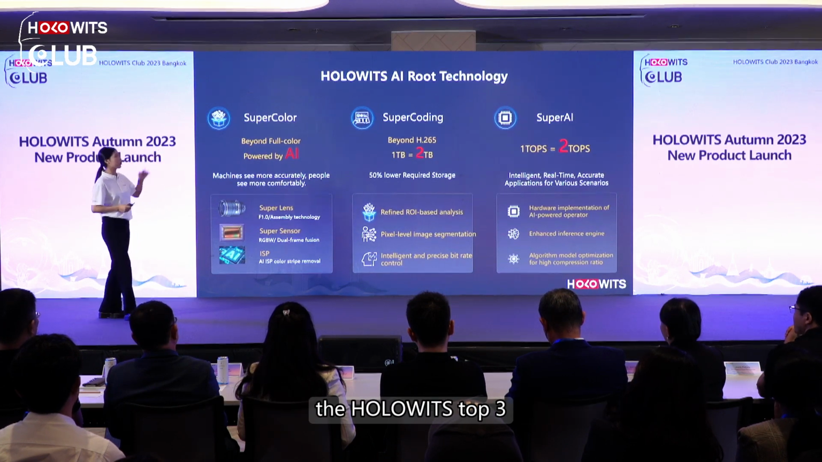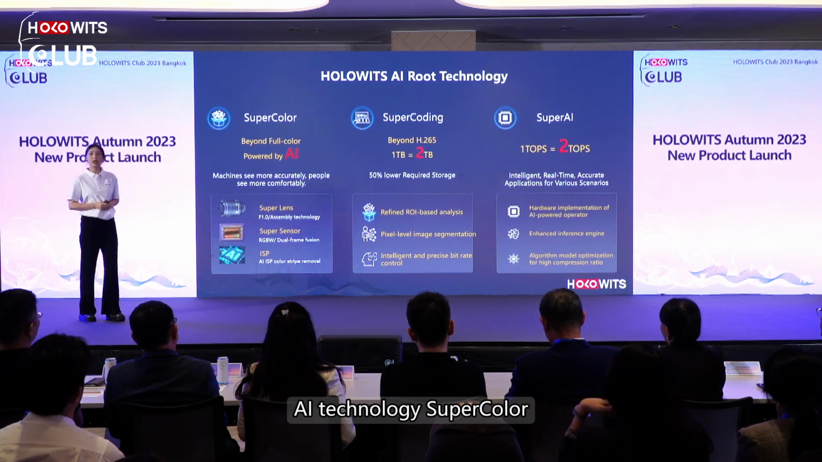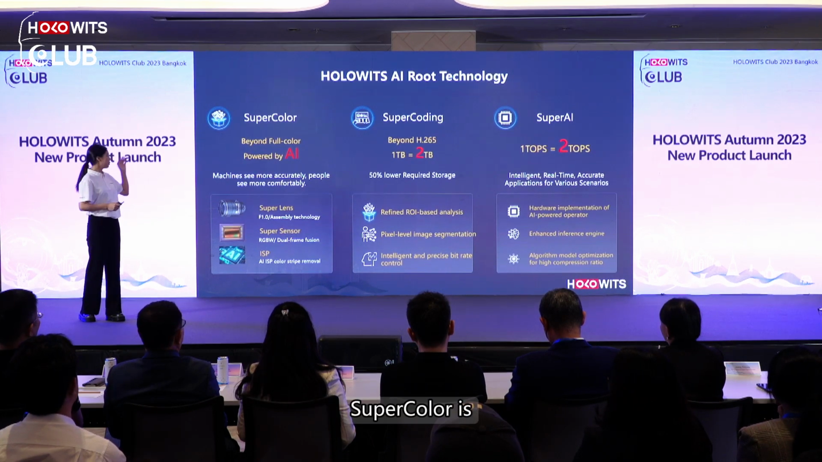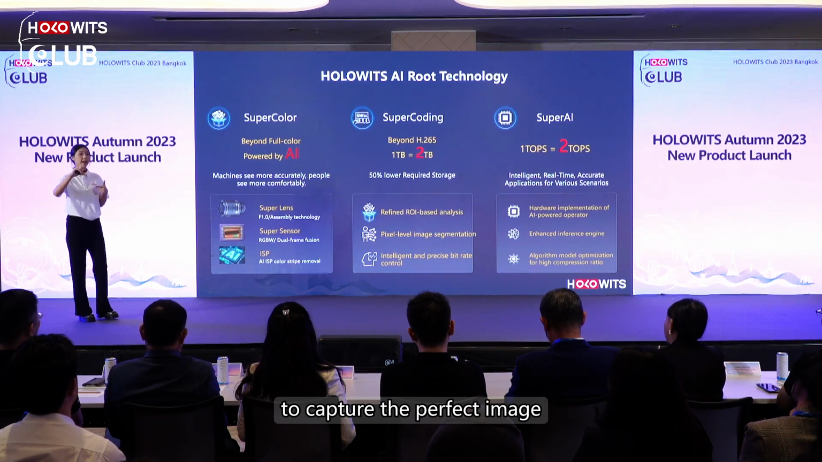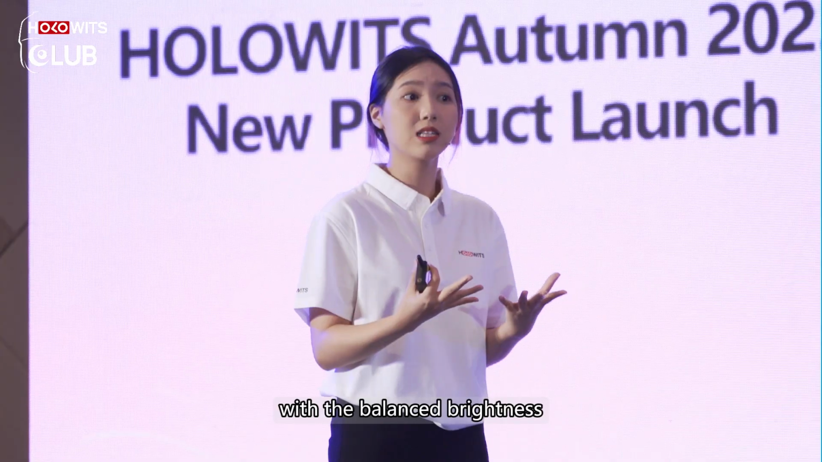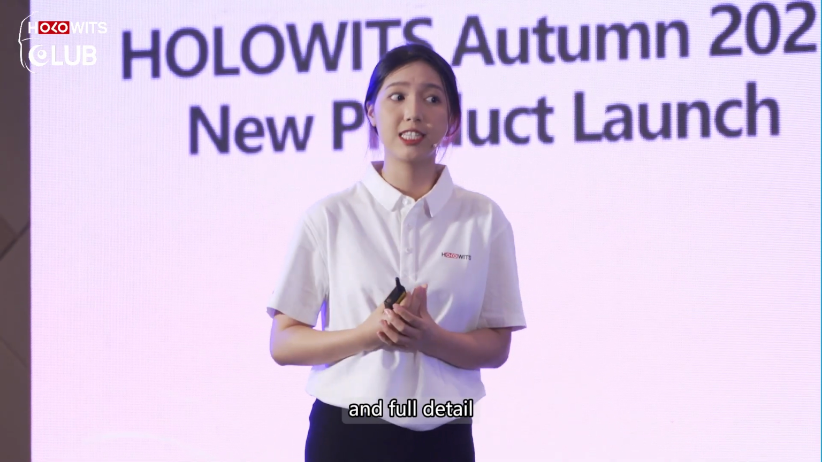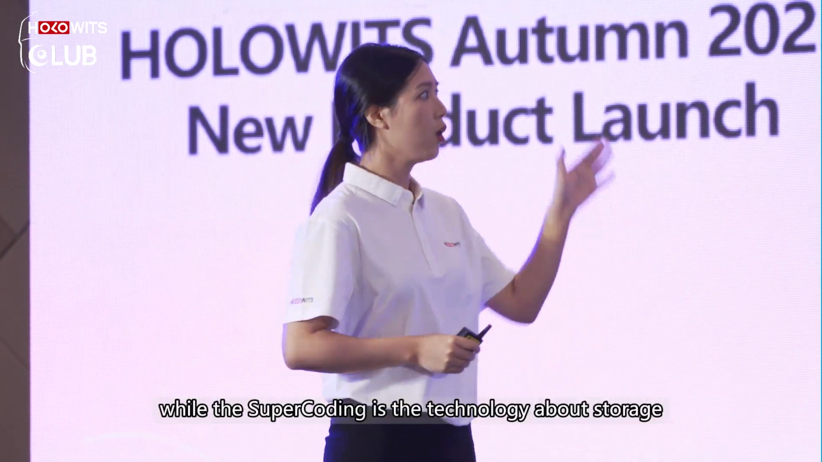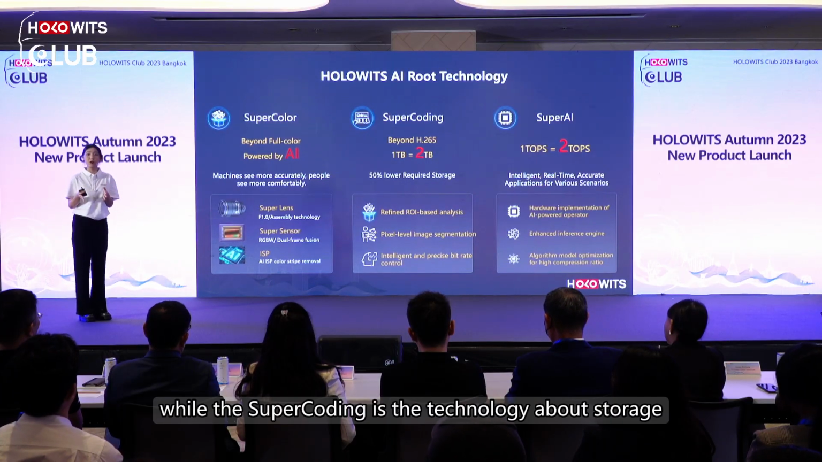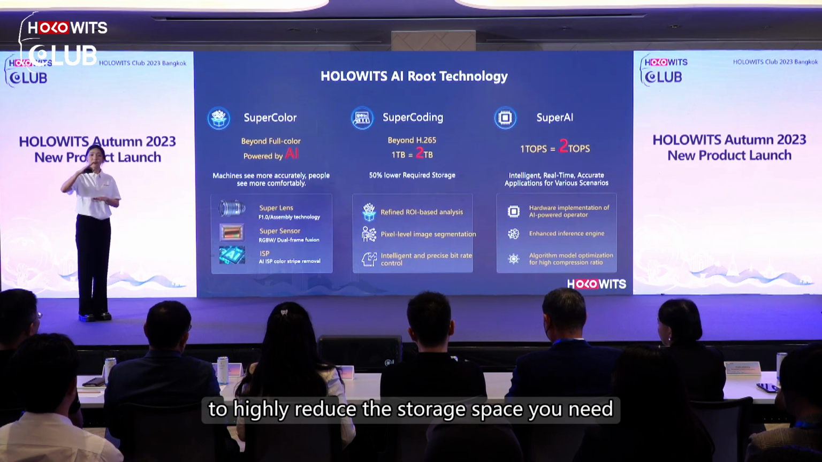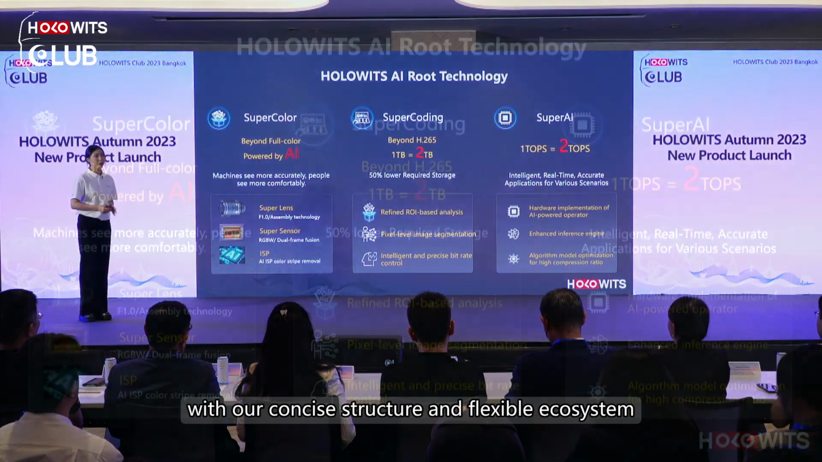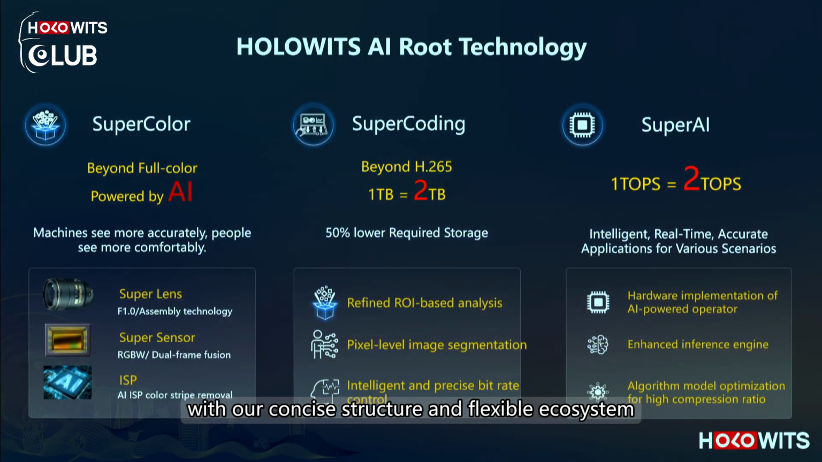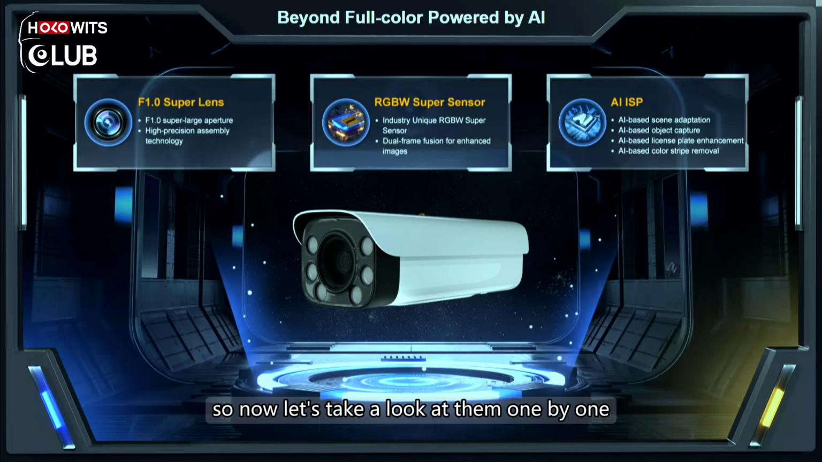The HOLOWITS top 3 AI technologies: SuperColor, SuperCoding, and SuperAI. SuperColor is mainly about the image, which helps our camera capture the perfect image with balanced brightness, vivid color, and full detail, even at nighttime. SuperCoding is the technology about storage, which can help our camera highly reduce the storage space you need. And SuperAI, which is our highlight part, with our concise structure and flexible ecosystem, builds up the most powerful HOLOWITS AI camera. Now let's take a look at them one by one.